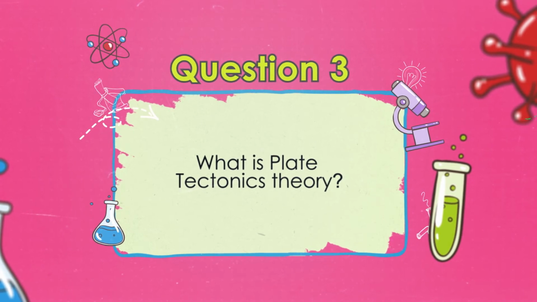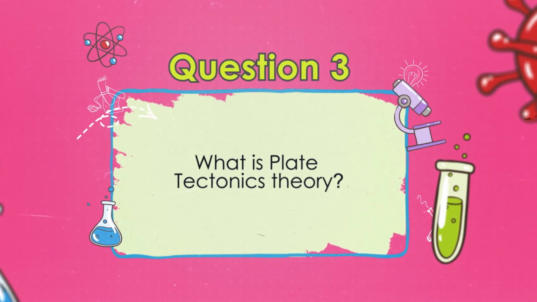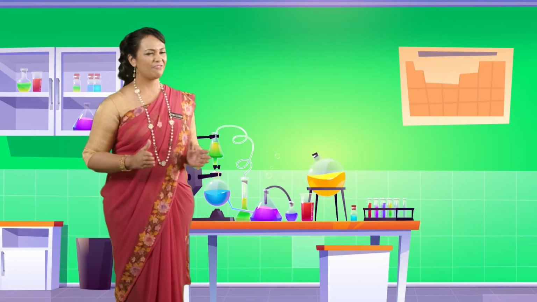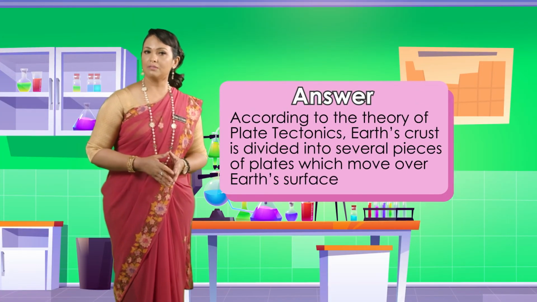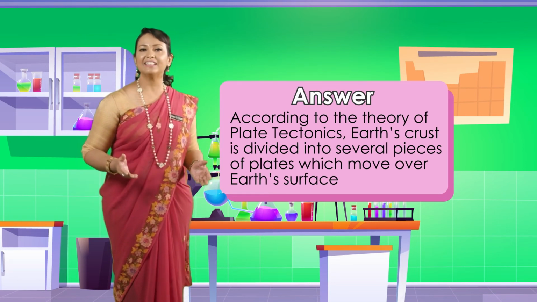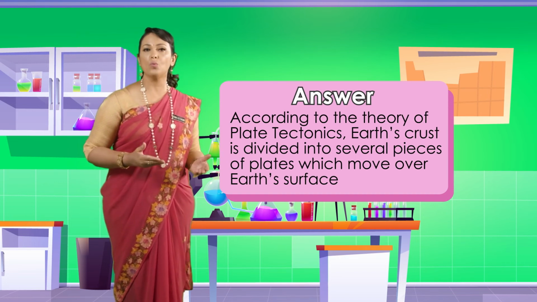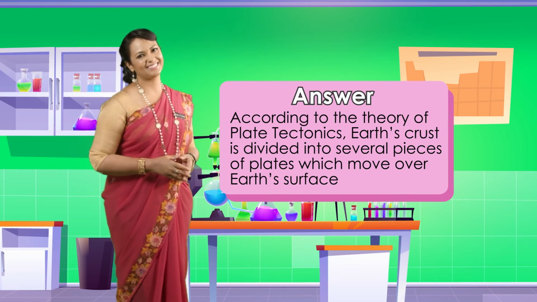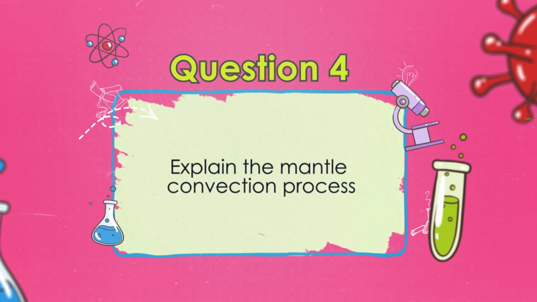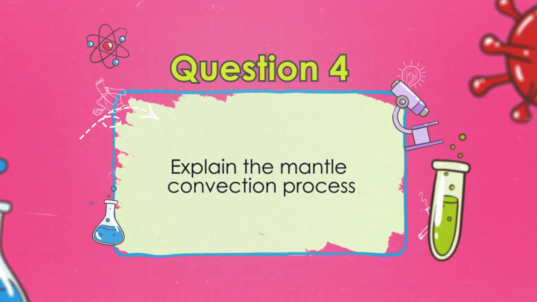Try to think about it. This question is a little tough. Fabulous! According to the theory of plate tectonics, Earth's crust is divided into several pieces of plates and they move over Earth's surface. Question 4. Explain the mantle convection process. You have 15 seconds to figure this out.